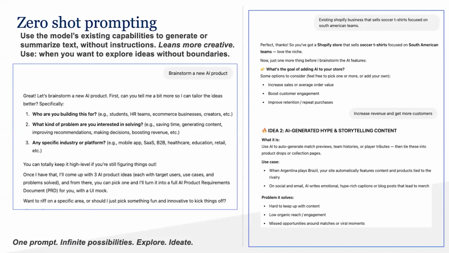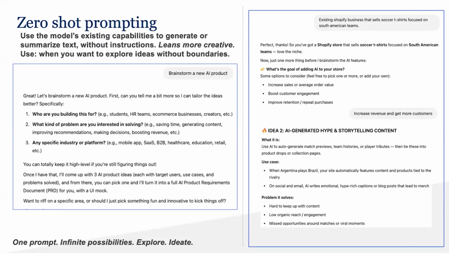So I'm using ChatGPT for all of these examples. And I just put a prompt into ChatGPT that simply said, hey, I want to brainstorm a new AI product. And the LLM was smart enough to say, hey, okay, who are you building this for? What kind of problem are you interested in solving? Is there any specific industry or platform?